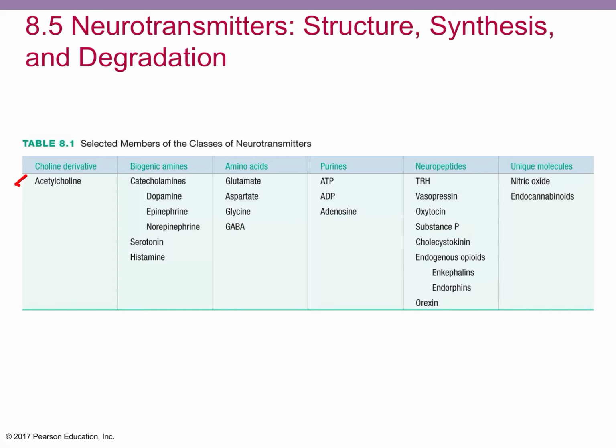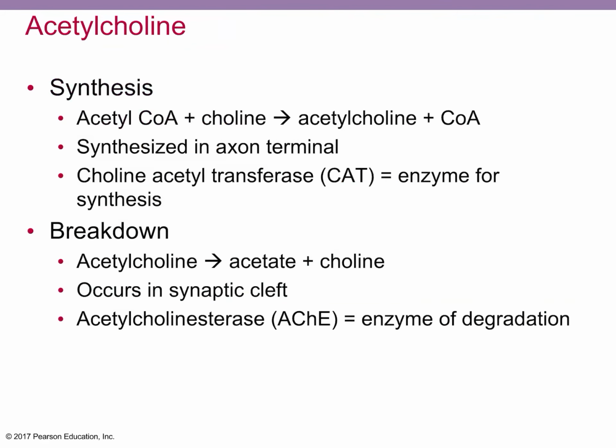So we're going to talk about acetylcholine. First, some biogenic amines. These are amines derived from amino acids, but they're not amino acids. This third category, they actually are amino acids. Then we have some purines. You're familiar with ATP. We have some things called neuropeptides, which are small proteins, right? Peptide means protein. And then some unique molecules that are sort of outside the box. They don't belong in a category. So let's take a look at our first one, which is acetylcholine.